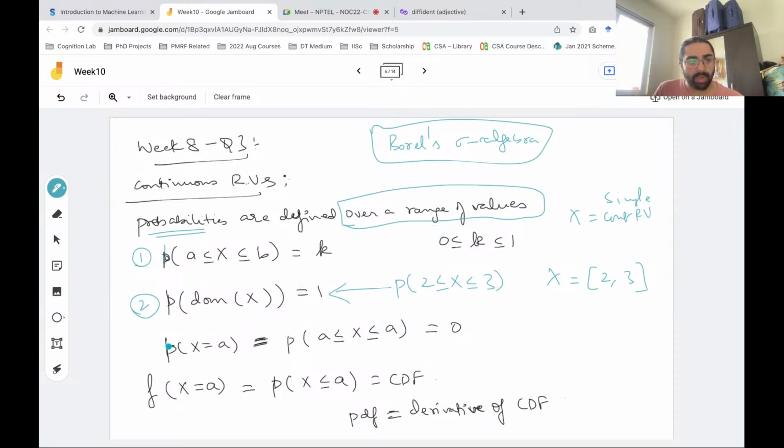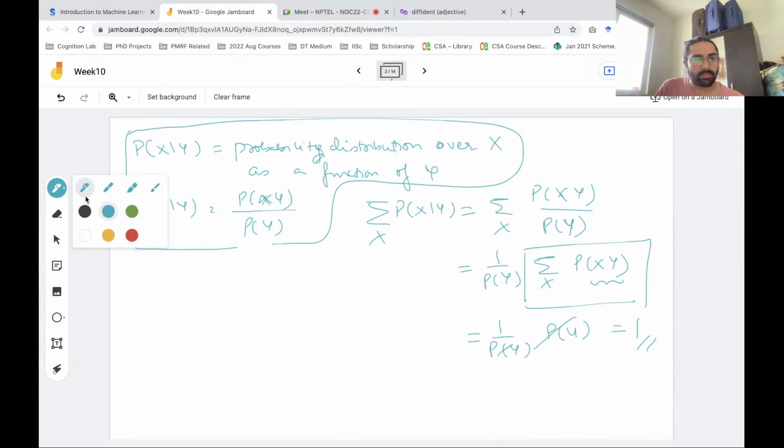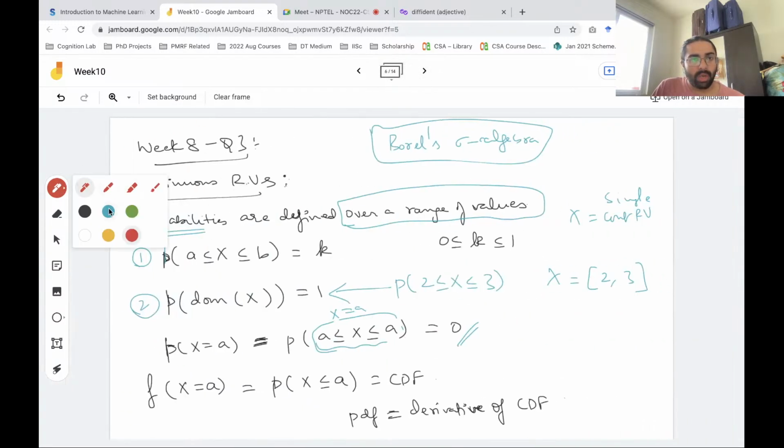So when you say P of X equal to a, what is the probability that the continuous random variable X takes one value a? This turns out to be the probability of a less than X less than or equal to a, because the only value which lives in this range is X equal to a. And this is therefore defined as 0. So hence, for any continuous random variable, the probability of it taking a given value is just going to be 0.